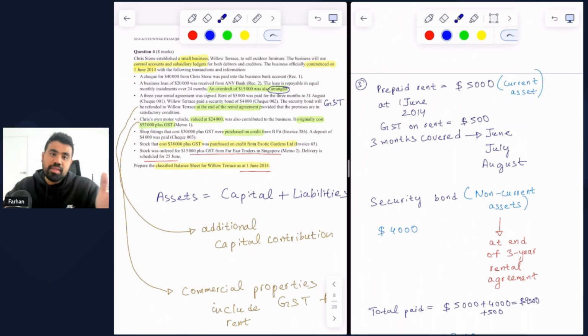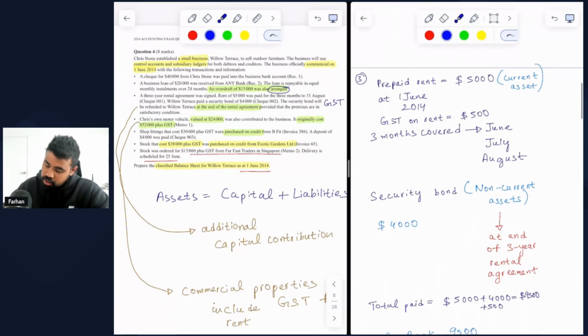So we are not assuming that at the moment. We're assuming this to have this economic benefit existing at the end of the 3-year rental agreement, and therefore this forms the definition of a non-current asset for the business. It's not liquid at the moment because you cannot access it, but it's just there as a security.